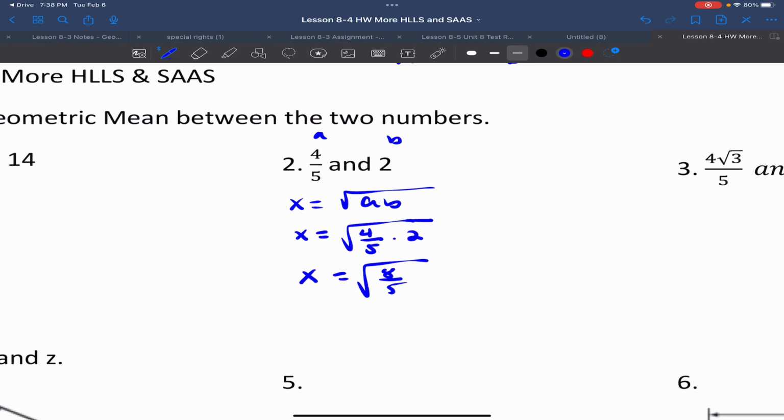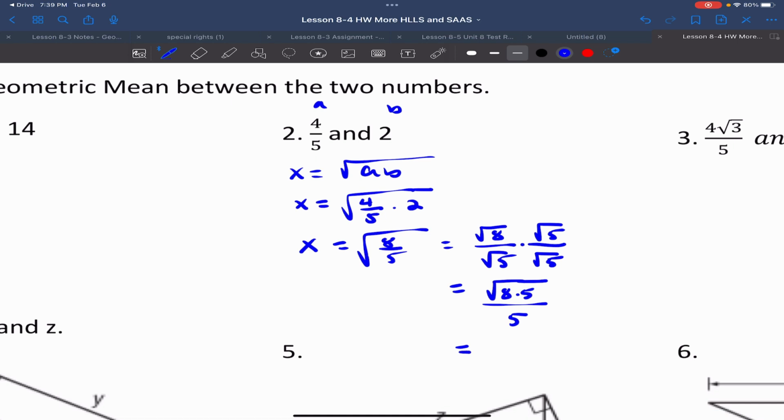And then knowing my radical rules, my properties, I'm going to convert the square root of 8 over 5 to the square root of 8 over the square root of 5. Know that we cannot have a radical in the denominator, so I'm going to rationalize the denominator. So I'm going to multiply the bottom and the top by root 5. So I have the square root of 8 times the square root of 5, which is the square root of 8 times 5, over the square root of 5 times the square root of 5, that's 5.